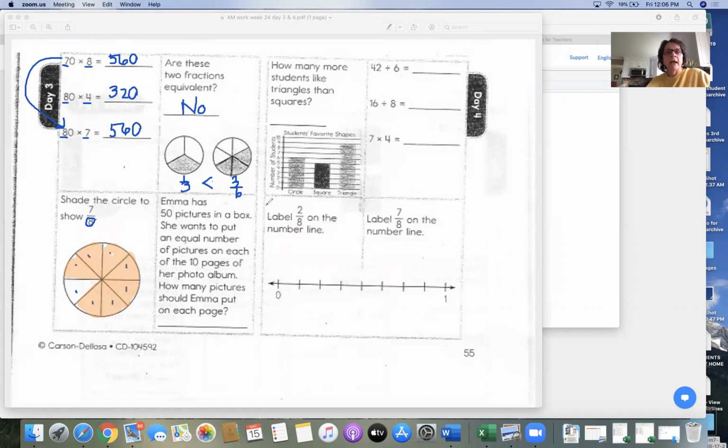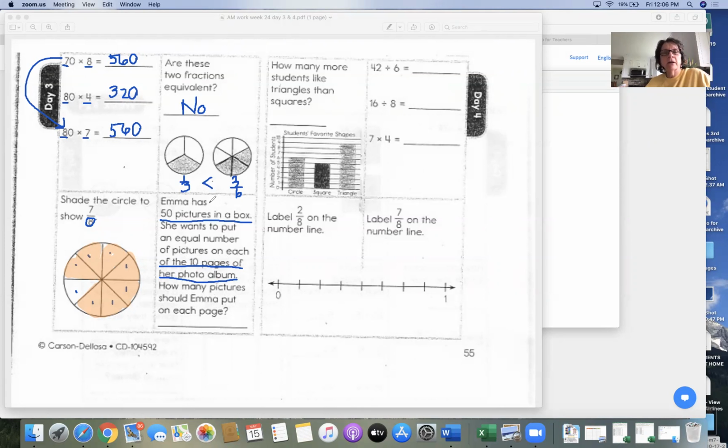Okay. Now we have a word problem. It says Emma has 50 pictures in a box. So what am I picturing in my mind right now? A box with 50 pictures in it. She wants to put an equal number of pictures on each of 10 pages of her photo album. So I'm thinking, okay, she's got this book, it's a photo album, and in it she has 10 pages. How many pictures should Emma put on each page?